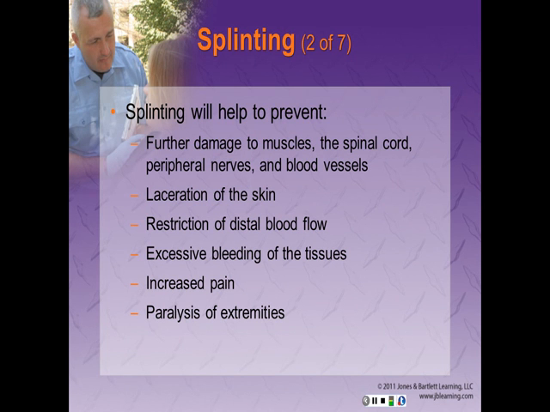One of the primary indications for splinting is to prevent a closed fracture from becoming an open one. Restriction of distal blood flow resulting from pressure of the bone ends on blood vessels. Excessive bleeding of the tissues at the injury site caused by broken bone ends. Increased pain from movement of bone ends. Paralysis of the extremities resulting from a damaged spine. A splint is simply a device to prevent motion of the injured part. It can be made from any material on occasions when you need to improvise.